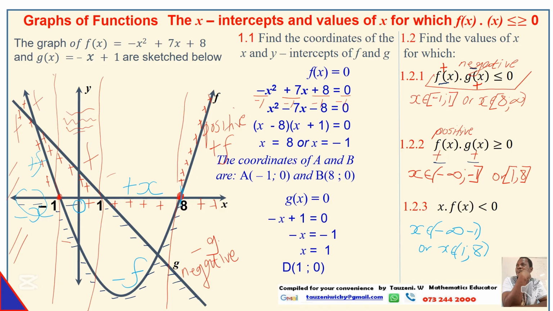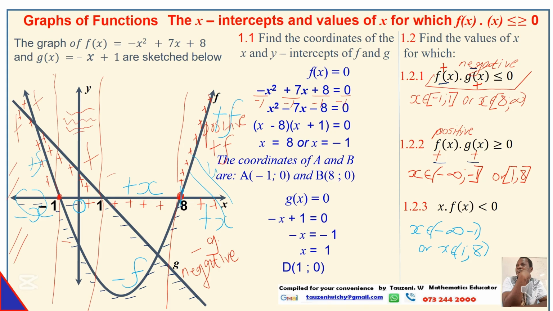For interest's sake, we may want to look at what's going on from 8 to infinity. This whole side here, you will see that this one is a positive x and this one is a positive f. So if you multiply a positive x and a positive f, the answer will be a positive number. In this case, we want a section or sections where the signs are not the same. That answers this question.